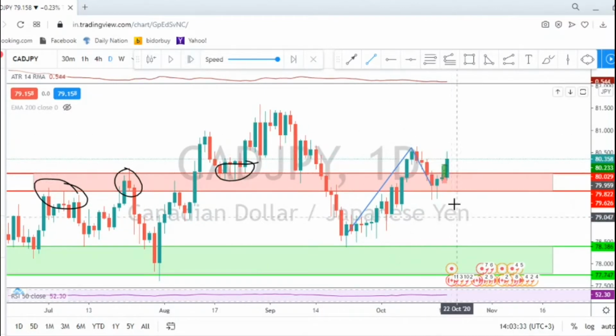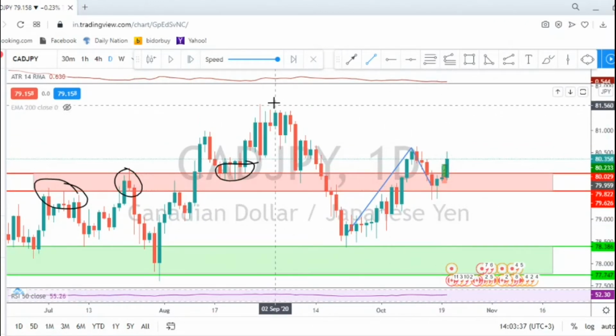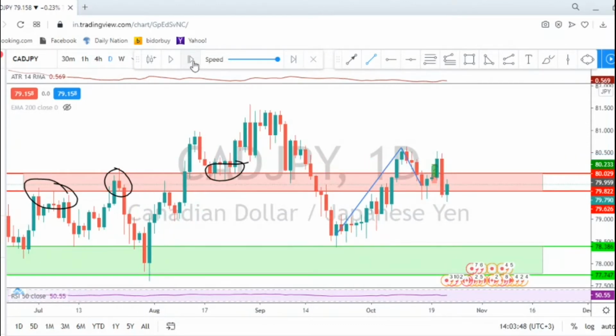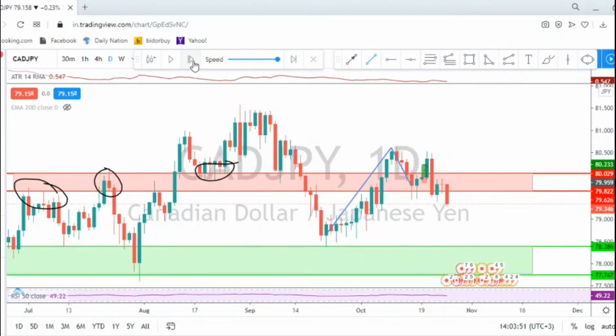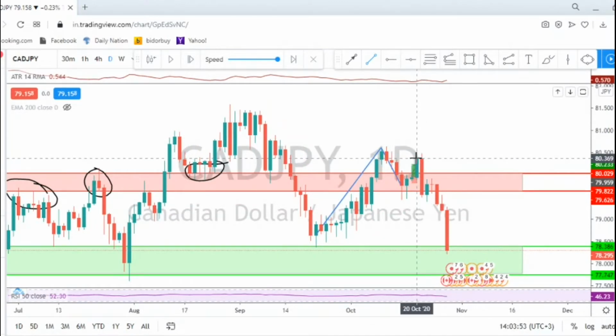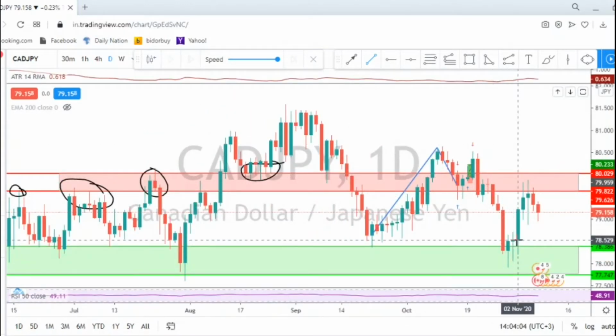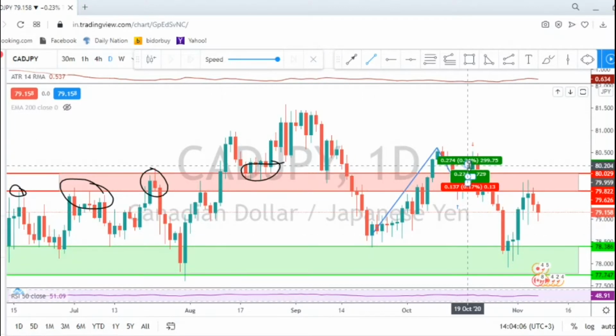And as you can see, this market came to this level of structure, and I went to a lower time frame, which is a 4-hour time frame here, where I got into this trade and I had a win in this trade. So let's see how this market played out. It hit my take profits before it broke below this level of structure. So this is how this played out. I had a win here.